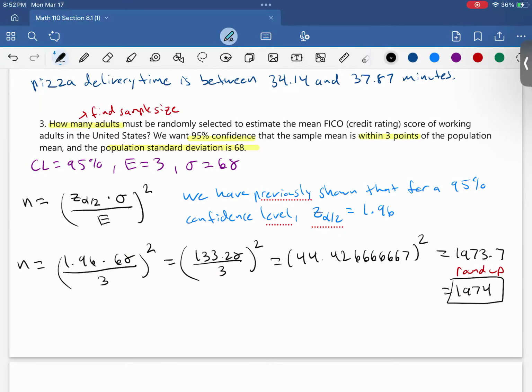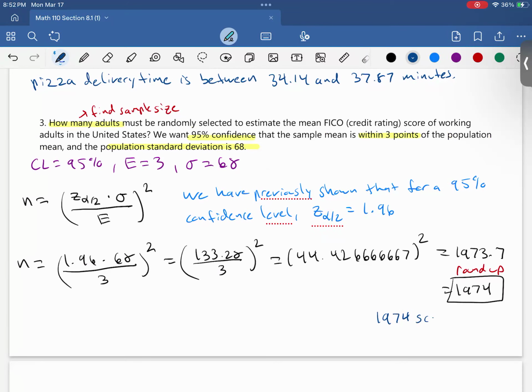So here we're not asked to do an interpretation. So what we'd essentially have is 1974 adults need to be selected to estimate the mean FICO score.